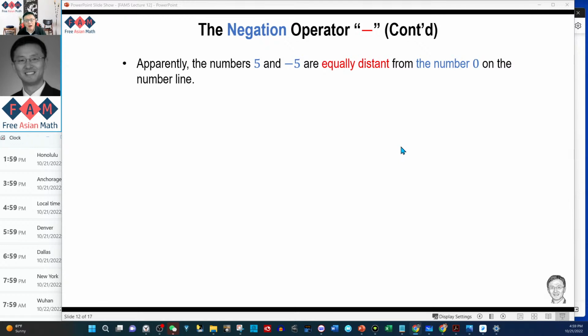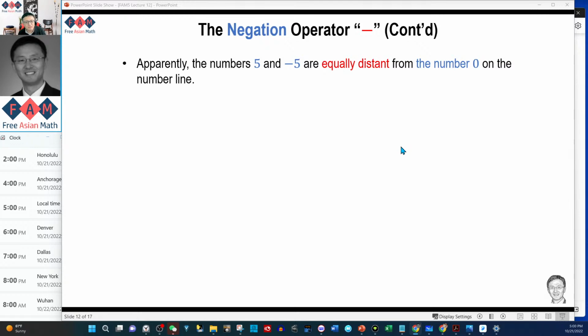And an important property is that because of how we define those negative integers, you can see both 5 and -5 are equally distant from 0. That's because of the definition. -5 is decremented from 0 5 times, and 5 is incremented from 0 again 5 times. And each time, they involve a pair of inverse operations. Therefore, 5 and -5 are equally distant from number 0 on the number line.